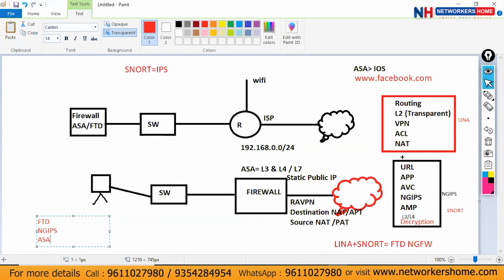Or what should be bought and what should not be bought? That we need to think about. Now say, if anyone has bought an FTD, do you guys think that I need to buy NGIPS or ASA? Do you think I need to buy these two other devices? What do you say, guys?